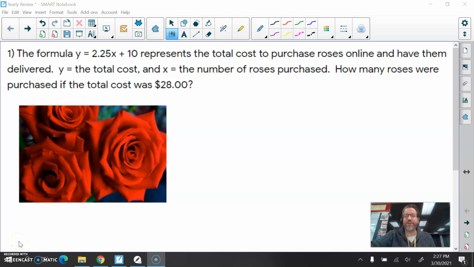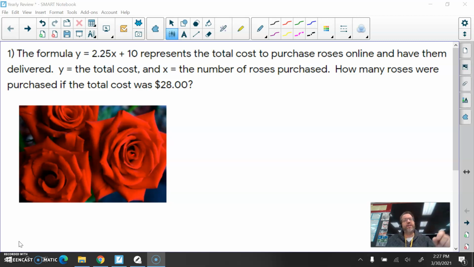Hi, Mr. Wyatt here, and we are working on this first worksheet from the yearly review, and I'm going to go through a few of the problems from today's lesson. Actually, quite a few of them. It looks like I'm doing 10 of them, so it might take me a couple of videos to get all these in. But let's look at number one here.